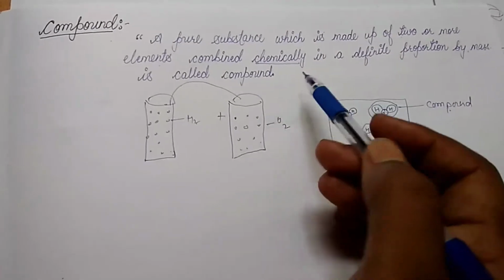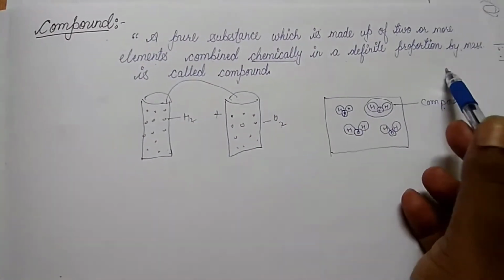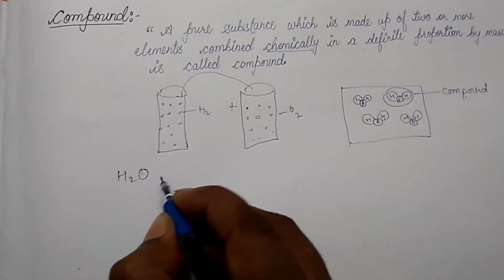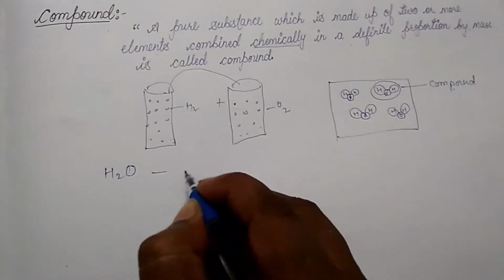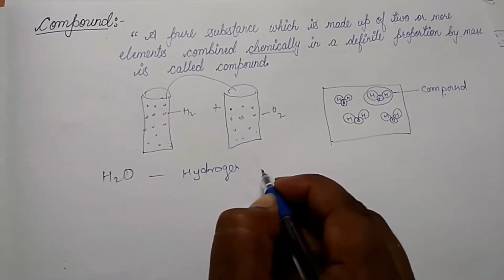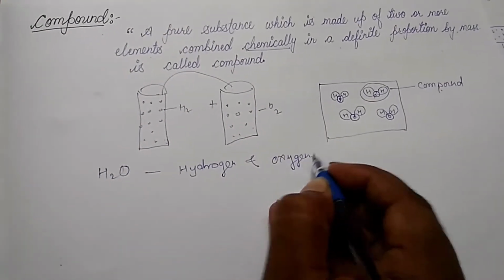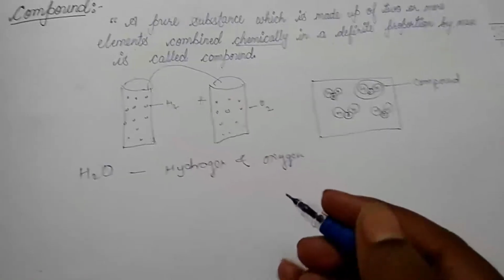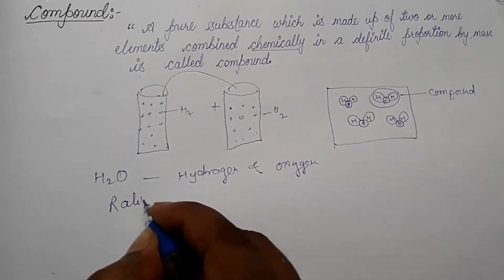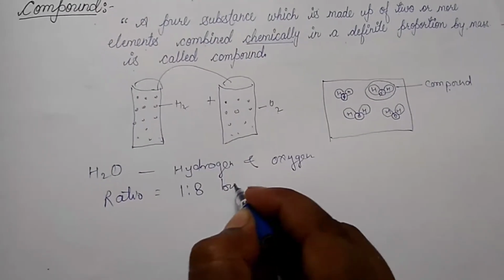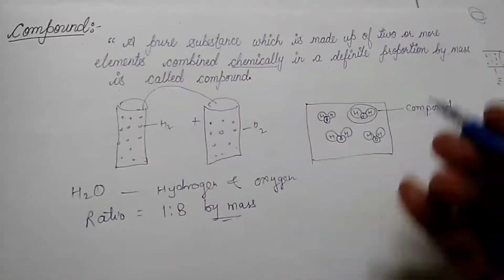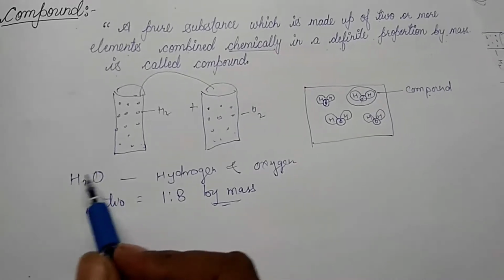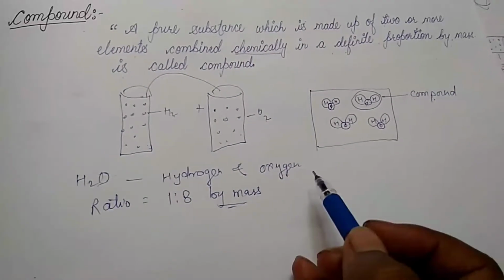Clear, children? And there is also the phrase: in a definite proportion by mass. See, children, this is water, H2O. So water is the combination of hydrogen and oxygen in the ratio of 1:8 by mass. Okay children, definite proportion by mass means the ratio of their constituent elements is constant everywhere.